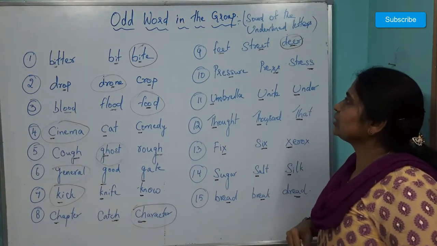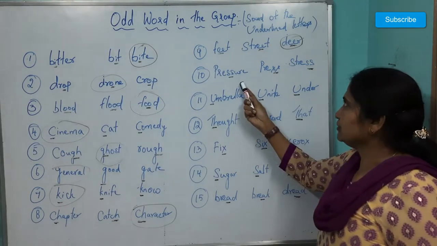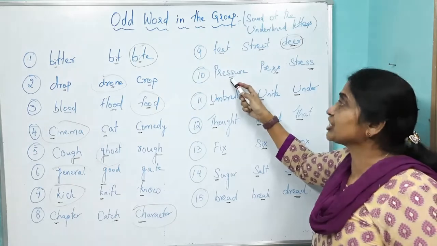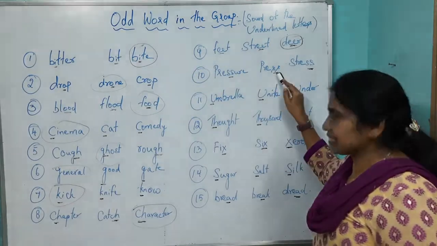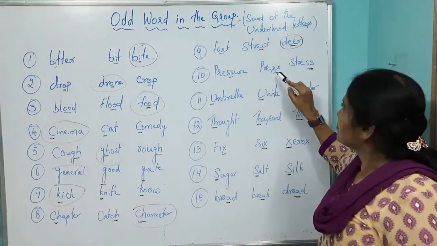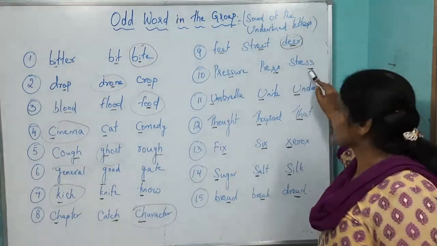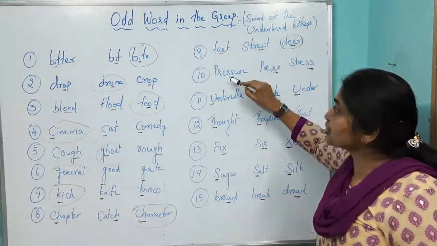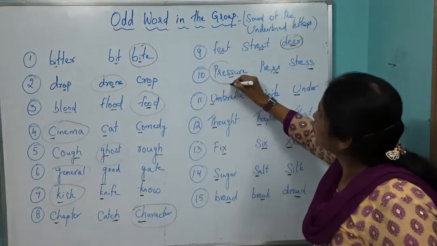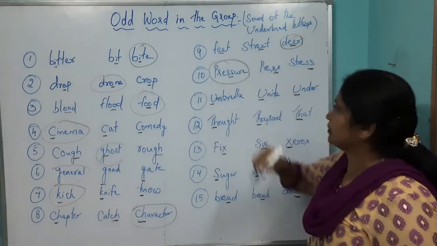Okay. The tenth one. Pressure, press, stress. Here, we have to check the SS. Pressure, sha. Press, sa. Stress, sa. Pressure has the sha sound. So, the odd word is pressure.